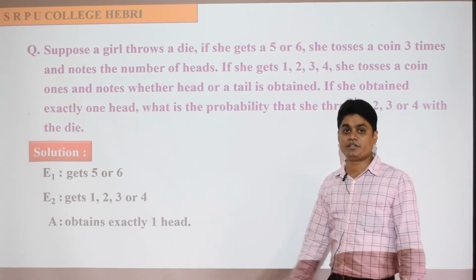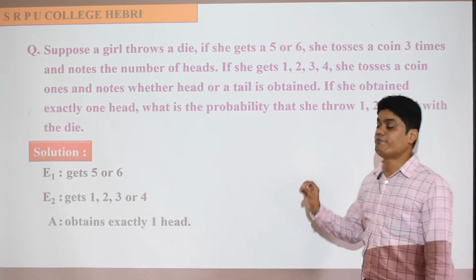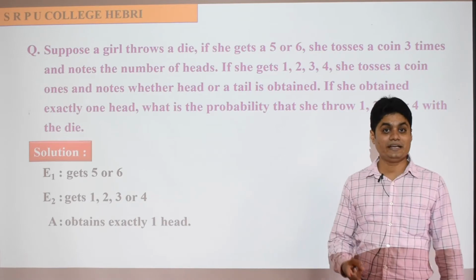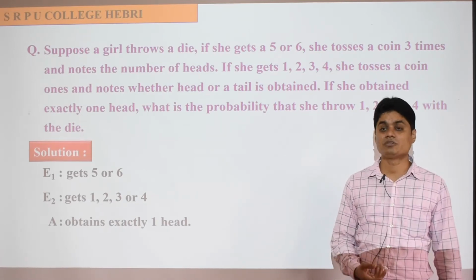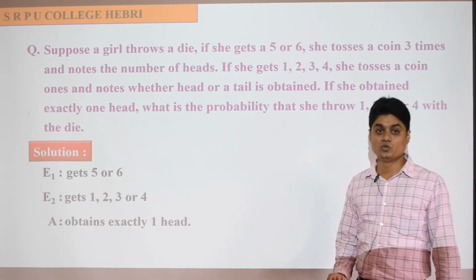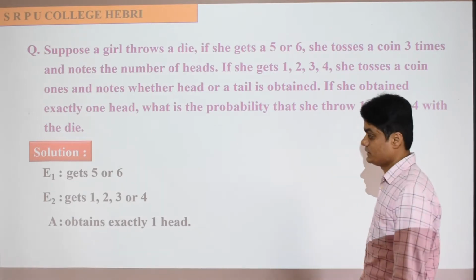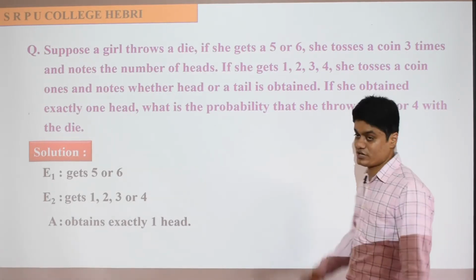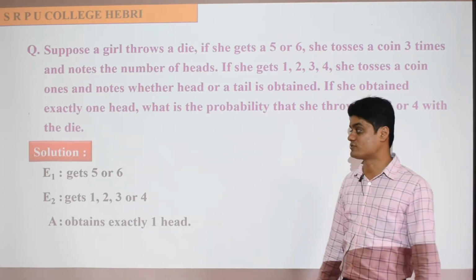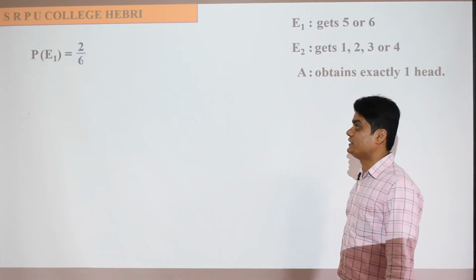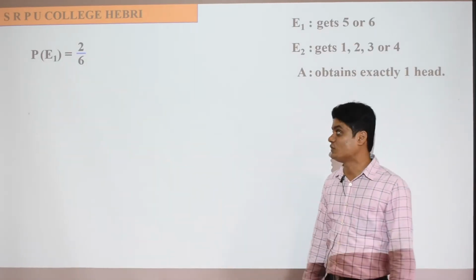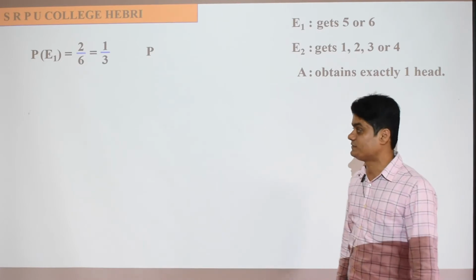Tell me what is the probability of E1, getting 5 or 6? 2 by 6 and 1 by 3, correct? We will check once. I'll show you the answer whether it's right or wrong. Probability of E1 is 2 by 6, exactly right. So the answer is 1 by 3. So the answer for the first one is right.